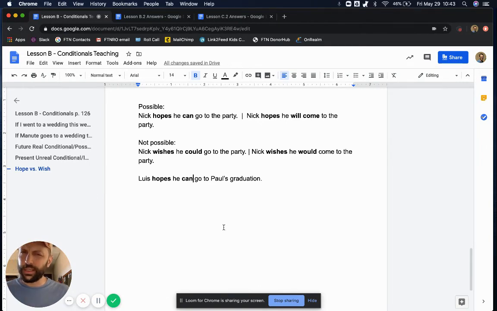But he's going to be really tired because he's worked all night, and he has to go home and he has to shower and get ready. And by the time that's all over, he may be late. But there's a chance. It's possible he can make it. So Luis hopes he can go to Paul's graduation. All right? You could say it that way if the situation allows you to say it that way.